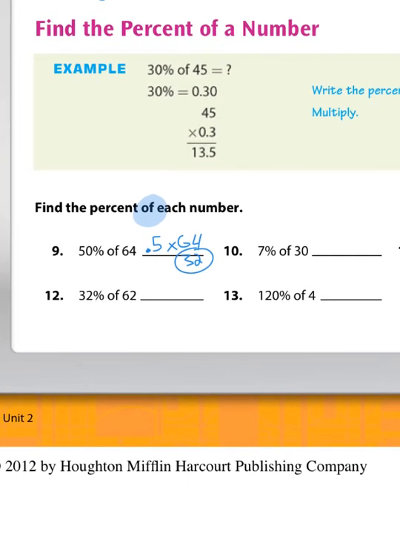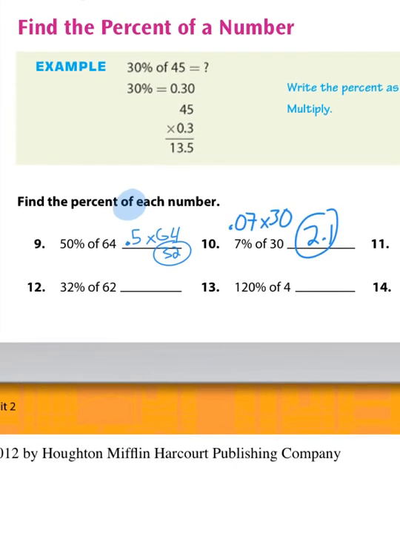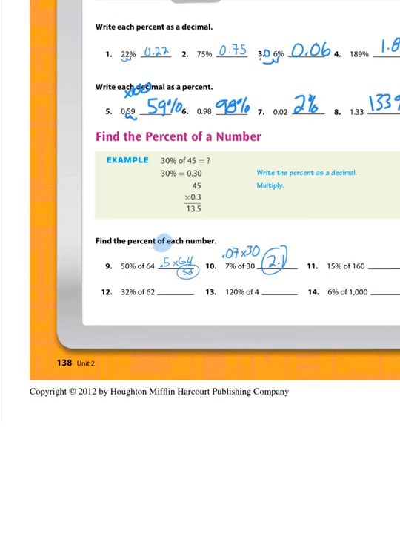All right, so number 10, we would type in 0.07 times 30, which is 2.1. All right, pause the video, try the rest of these by yourself, play it back to see if you got them right.